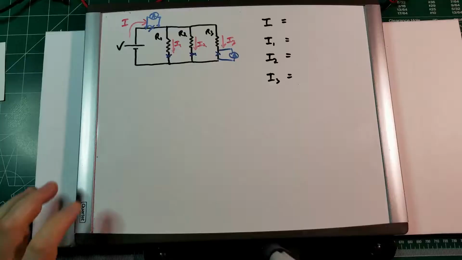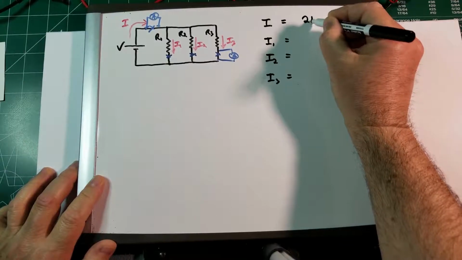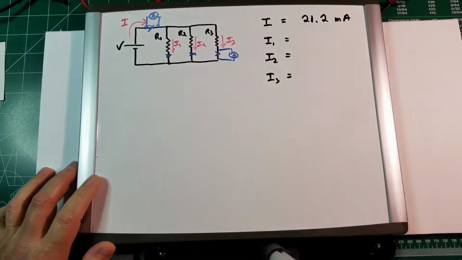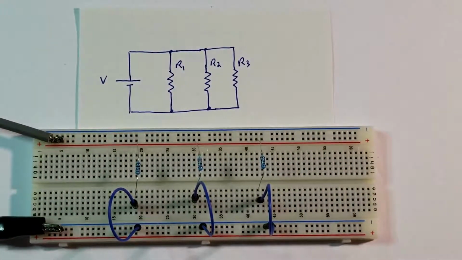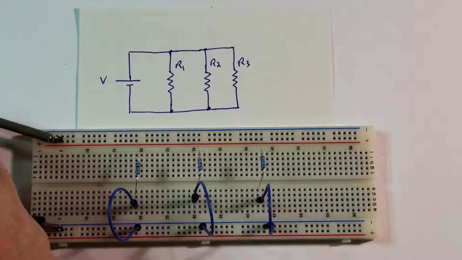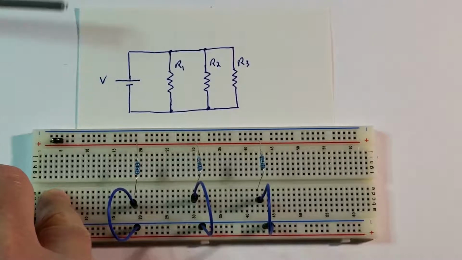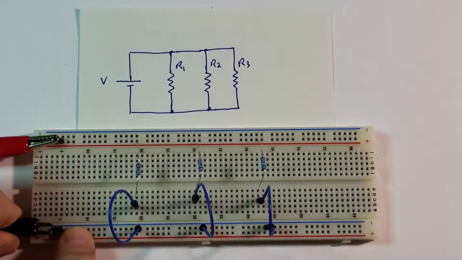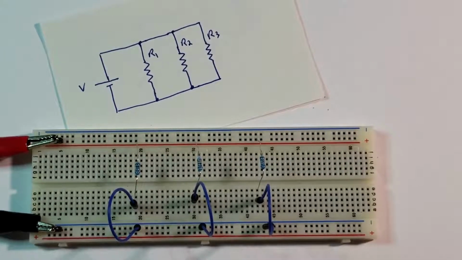Let's write this down. The first measurement gives us a value that is approximately 21.2 milliamps. Okay, now back to the circuit, and this time we disconnect the ammeter from this place, which is the power supply. We will put the power supply on the right place over here, and then we will connect the ammeter.